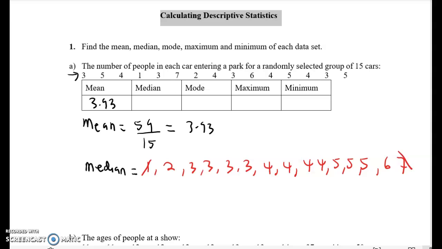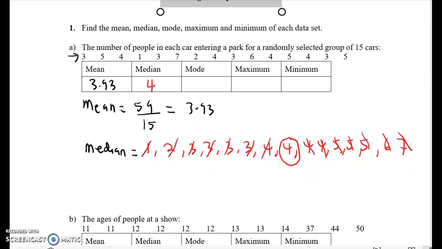Now we're going to cross out the lows and the highs each time and pick the middle number, which is 4. So anytime you have an odd data set, 15 is an odd number, the median is going to be a single middle number.